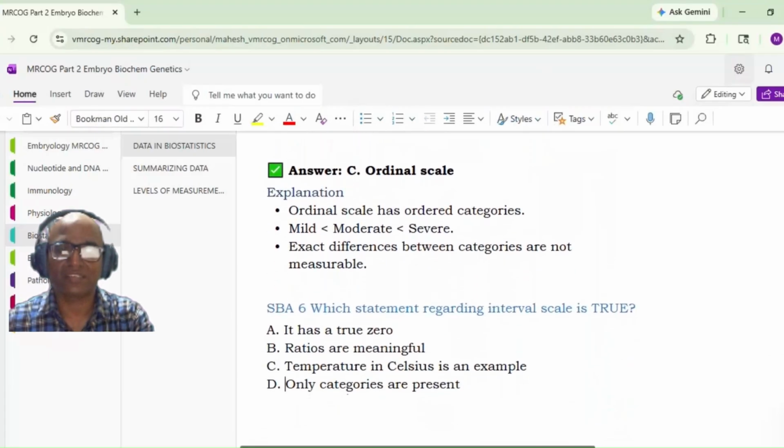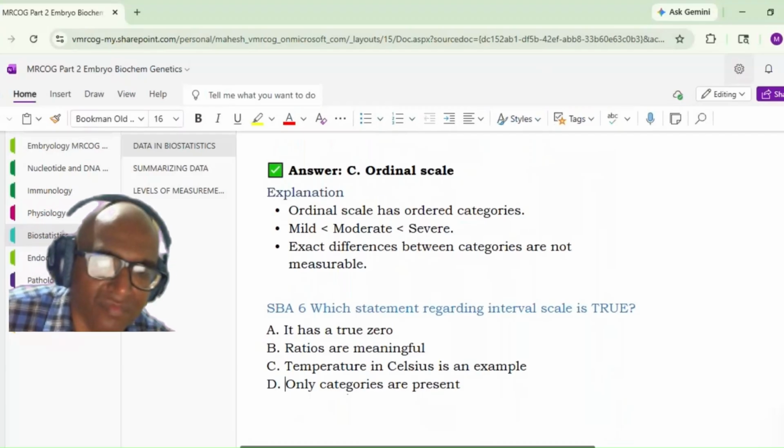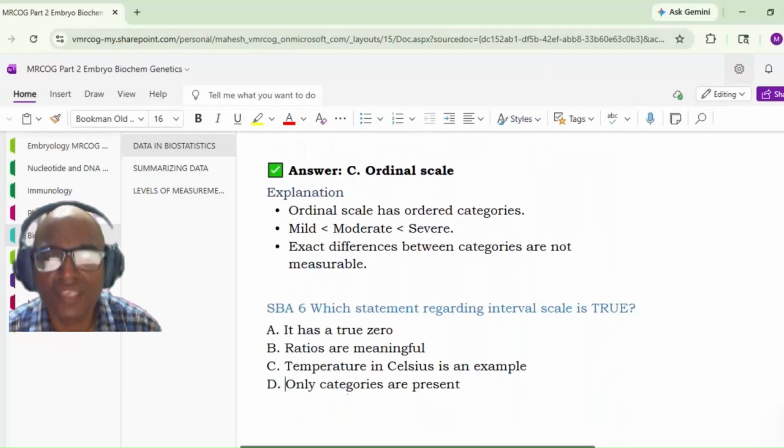Okay, next. Question number 6. Which statement regarding interval scale is true? A, it has a true zero. B, ratios are meaningful. C, temperature in Celsius is an example. D, only categories are present. Interval scale. This we will be studying in the next session actually.